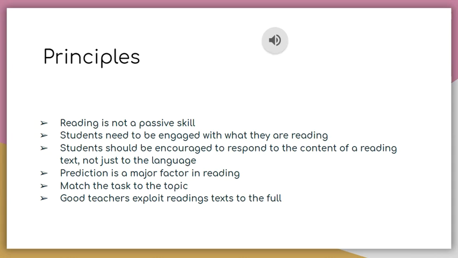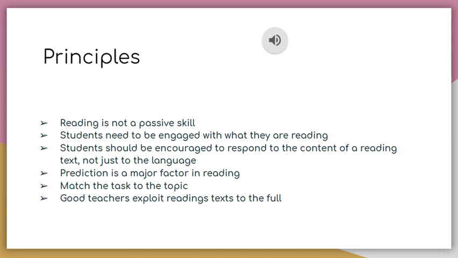There are 6 principles. The first one is reading is not a passive skill. It means that we need to understand what the word means and understand the arguments. The second one is that students need to be engaged with what they are reading, because if they do this, they will benefit from it.